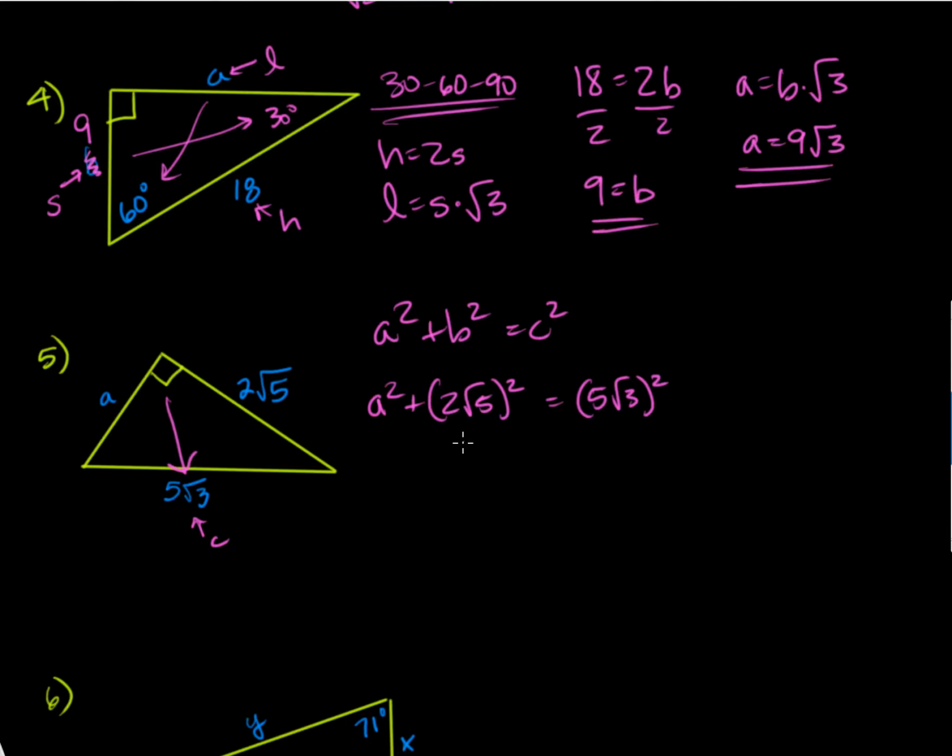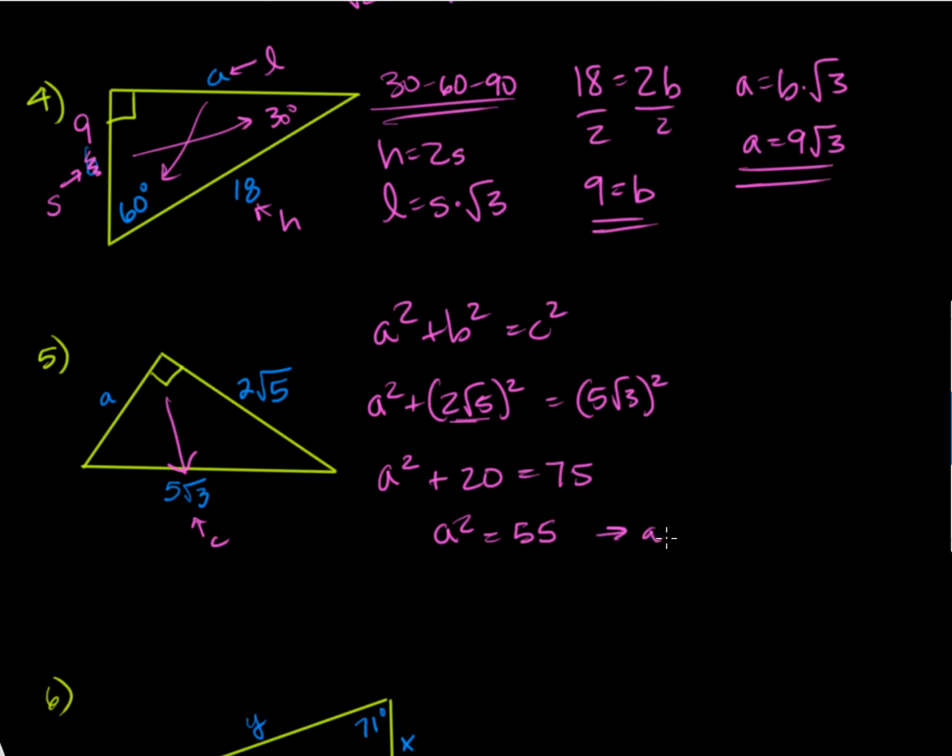And remember that when you put that in your calculator, you need to make sure you're telling your calculator to square all of this, not just the square root 5. If you do it correctly, it should end up like this. A squared plus 4 times 5, which is 20, equals 25 times 3, which is 75.